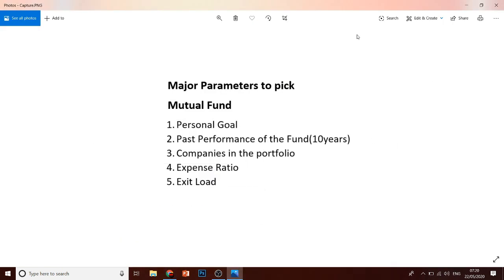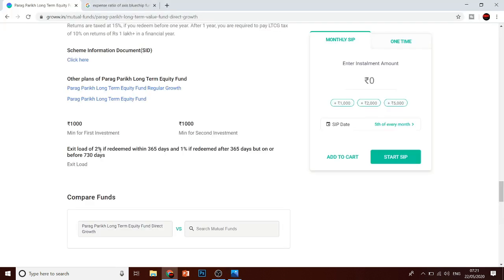The fifth important parameter is the exit load. All right. So what exit load basically is that there will be certain funds in which, once you put your money, you cannot withdraw them back for a certain or stipulated amount of time. But if you do want to withdraw back, you have to pay a certain percentage of the total investments that you had made into that particular fund. So the exit load will vary from fund to fund. So if I take the example of the PPLE fund, the exit load charged will be 2% if redeemed within 365 days and 1% if redeemed after 365 days.